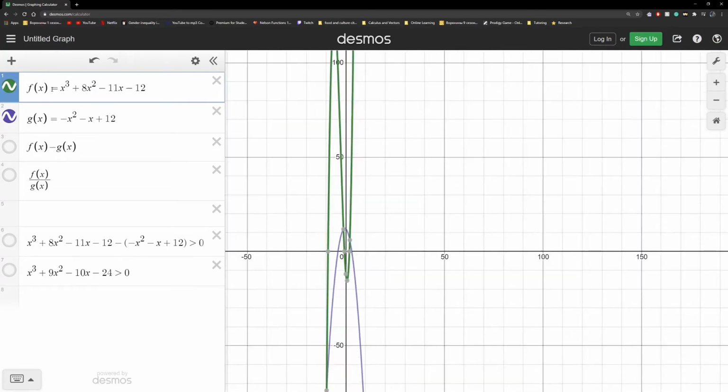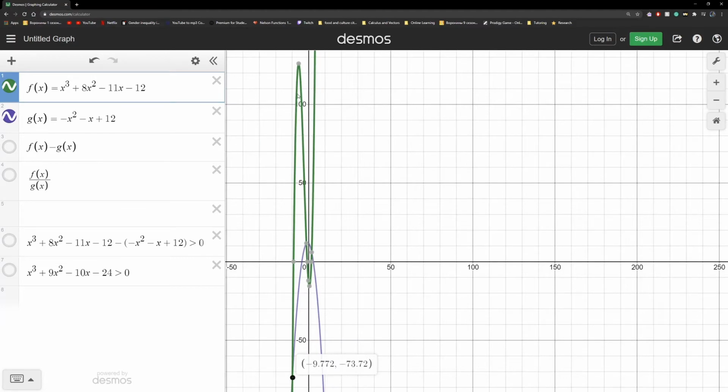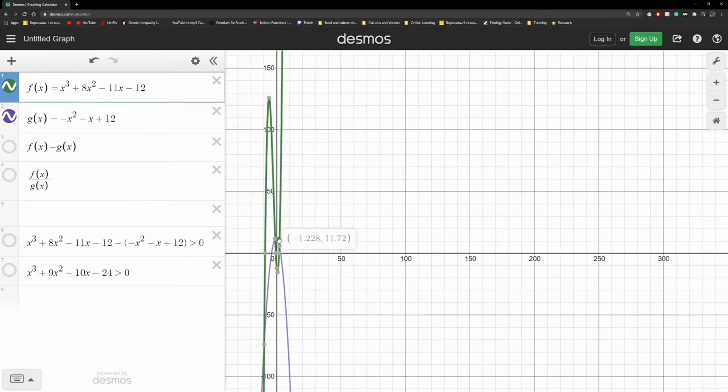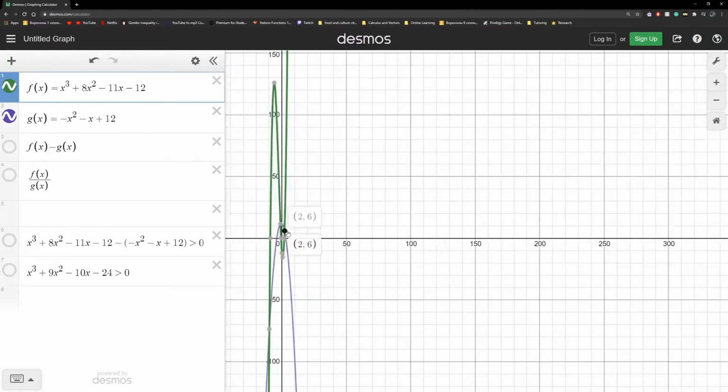So now we're talking about when f of x is greater than g of x, right? So between these 2 points, it clearly shows that f of x is greater. So our first bound of numbers would be between negative 9.772 and negative 1.228. Our second bound of numbers would be between this point and it seems like positive infinity. So those should be our answers.